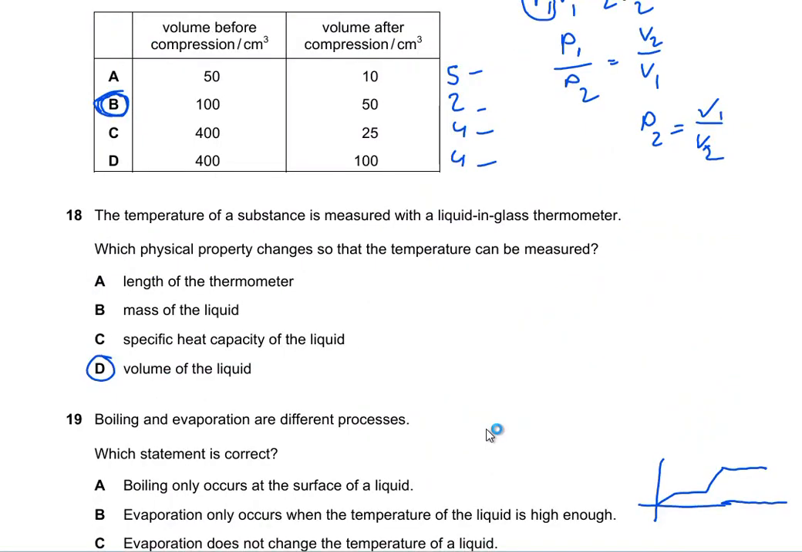The temperature of a substance is measured with a liquid-in-glass thermometer. As we know, the thermometric property for a liquid-in-glass thermometer is definitely the volume of the liquid.